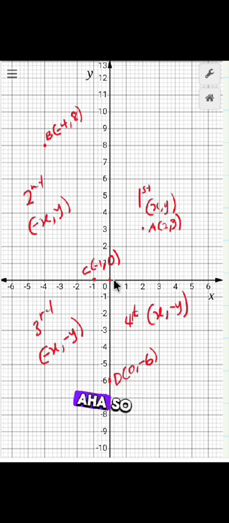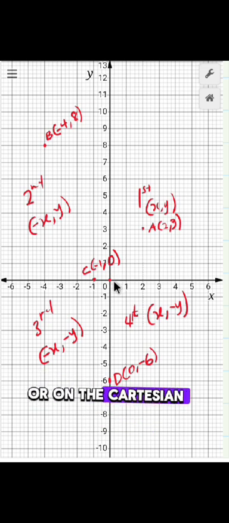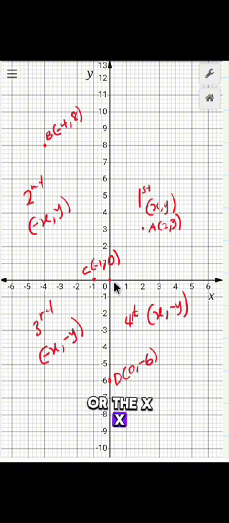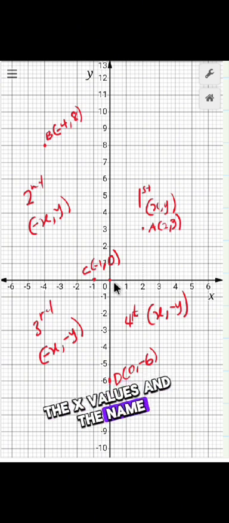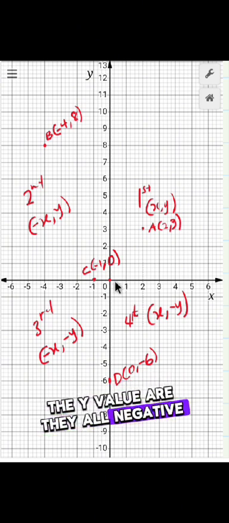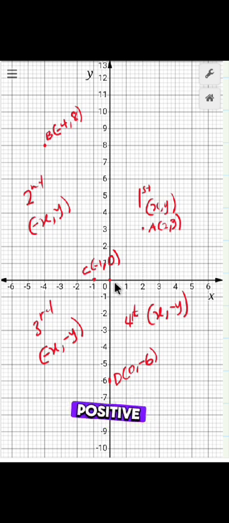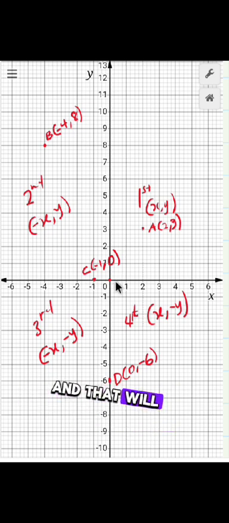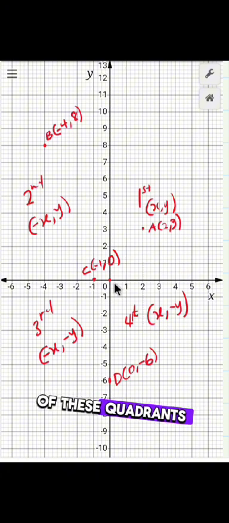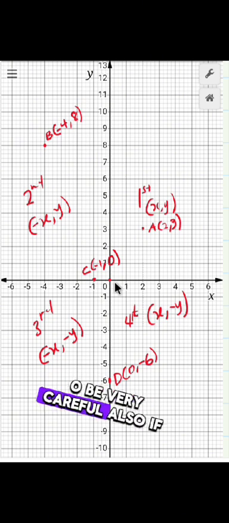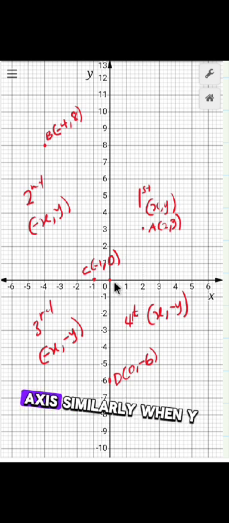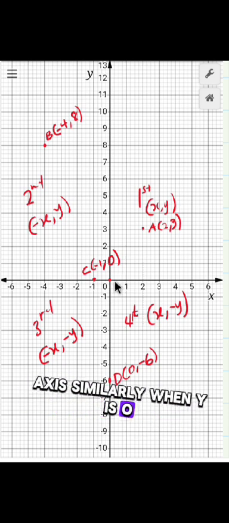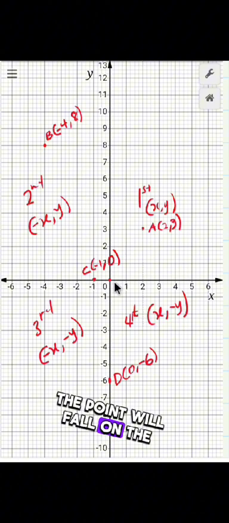Whenever you are asked to plot a point on the Cartesian plane, or the x and y plane, look at the coordinates that you are plotting, the x value and the y value. Are they all negative? Are they all positive? Is one positive, one negative? All these things will determine which of these quadrants the point will fall in. And if one of them is 0, be very careful also. If x is 0, the point will fall on the y-axis. Similarly, when y is 0, the point will fall on the x-axis.